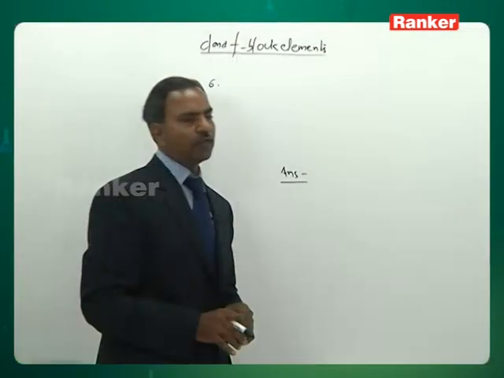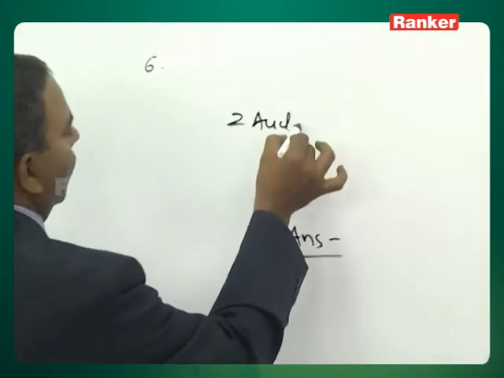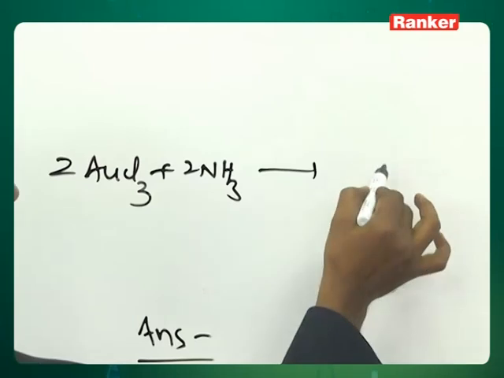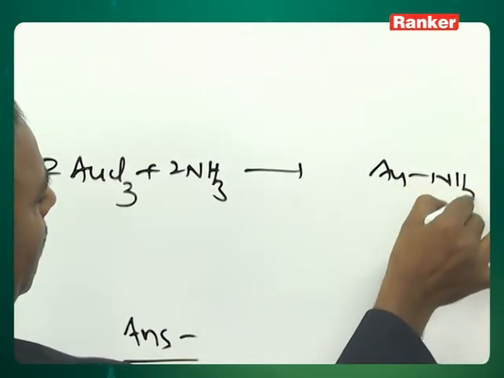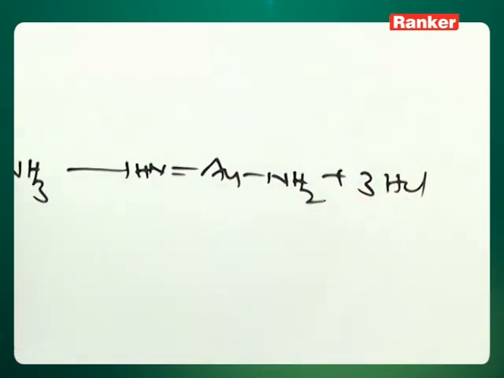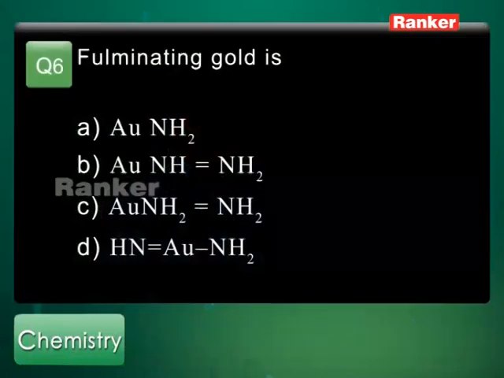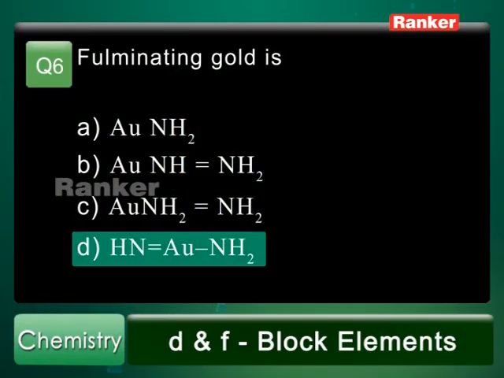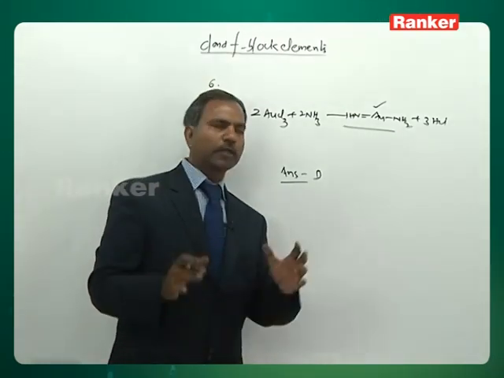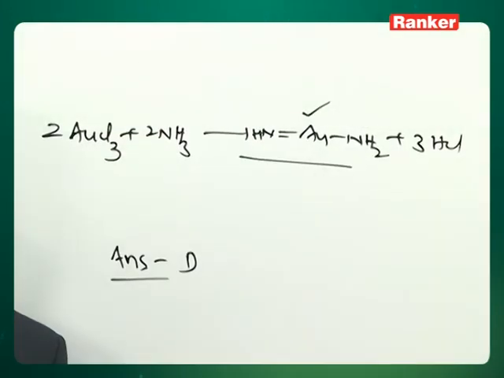Among all these, what is fulminating gold? I am showing how you get fulminating gold. Auric chloride on reaction with ammonia gives fulminating gold, NH2=NH, plus 3HCl. This is fulminating gold. So for the sixth question, option D is the answer. You have to remember the chemical formula of fulminating gold, because such questions appear in different entrance exams.